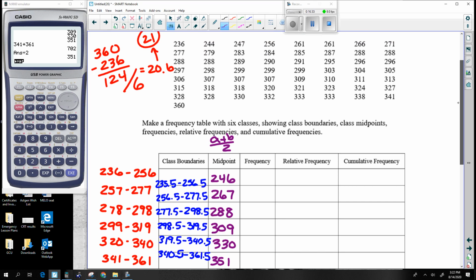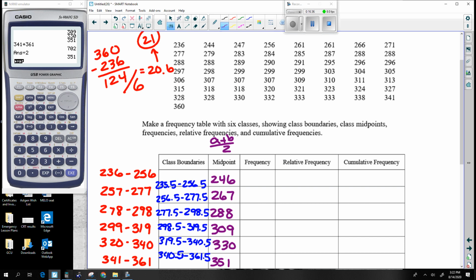Frequencies. Okay, huge number set. We need to count. So 236 to 256. So I'm just looking, where's 256? Oh, shoot. It's literally a number right there. So that would be 4. The next set ends at 277. Again, physically a number there. So that's 1, 2, 3, 4, 5. Next set ends at 298.